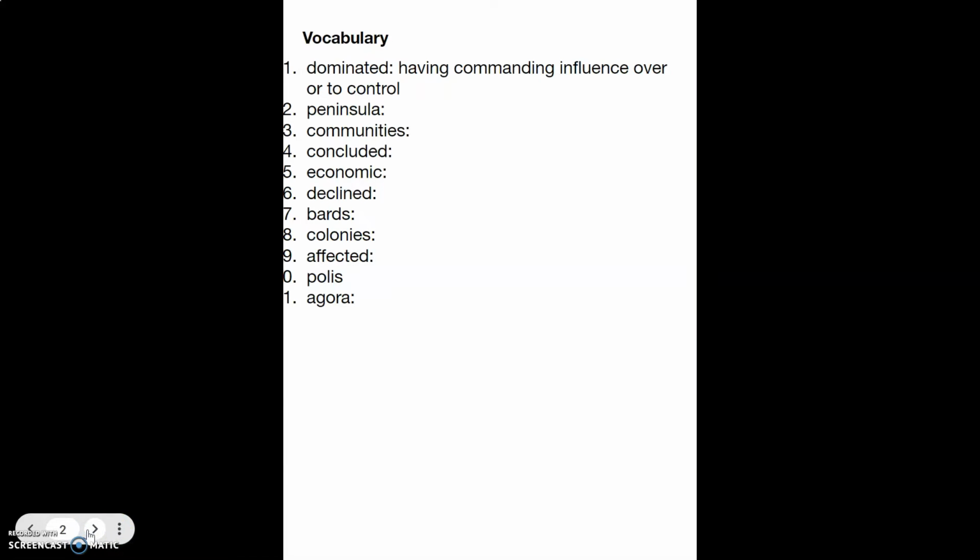All right. In vocabulary, you should have 11 vocabulary words. Each of these can be defined in the back of the book in the glossary or using context clues as you read.